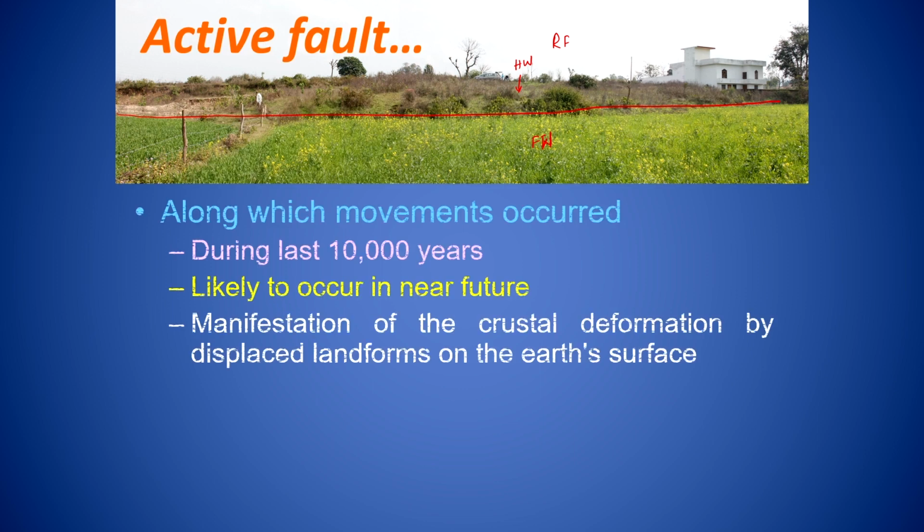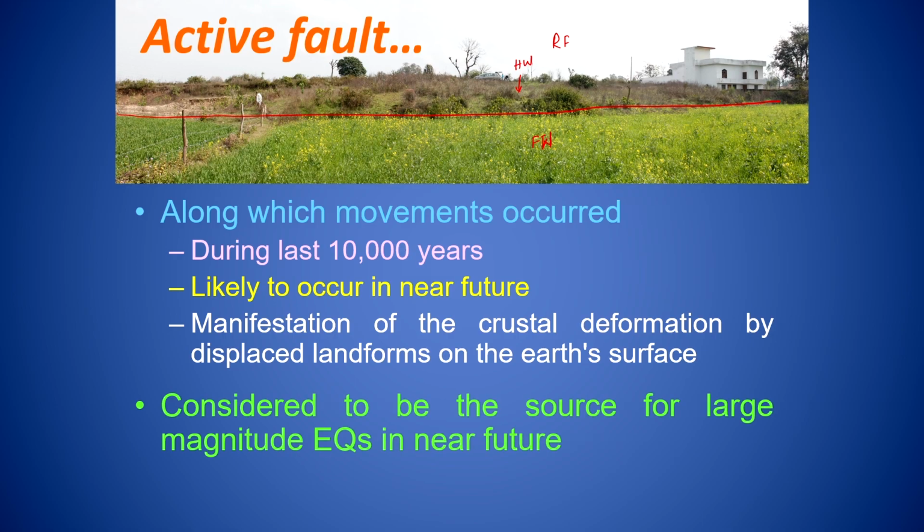So active faults, if we define them, are those along which movements have occurred in the last 10,000 years and are likely to occur in the near future, and third, they are the manifestation of crustal deformation, the displaced landform on the earth's surface. This information is considered a source for large magnitude earthquakes in the near future, and it is very vital for the seismic hazard assessment of any region.